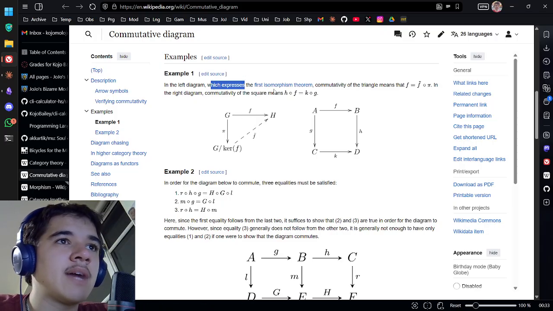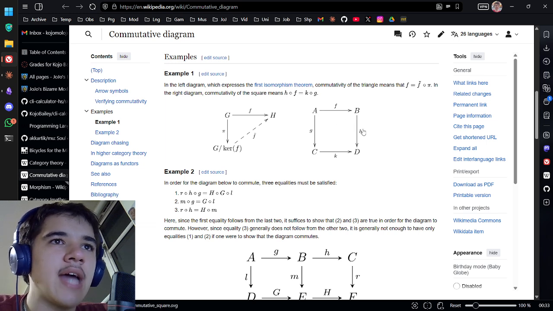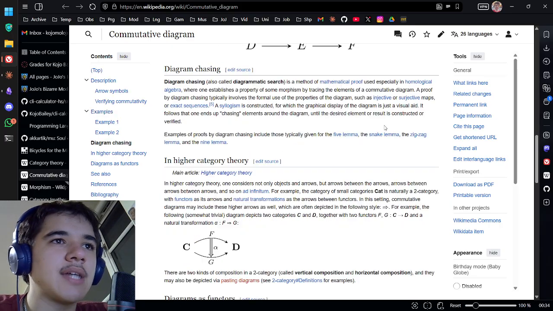But here, in this diagram, the first isomorphism, the commutativity of the triangle means that f equals f with a tilde on top on pi. Or for here, with a, b, d, and a, c, d, this means that h acting on f is equivalent to k acting on g, because this is the same as this, which should be the same as this, because f of h is this and g of k is this, right? So I assume that's how it works.